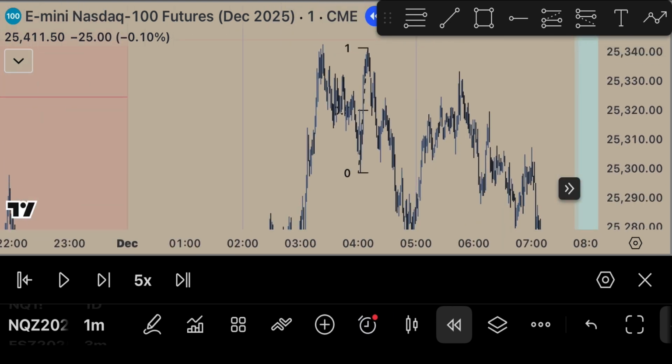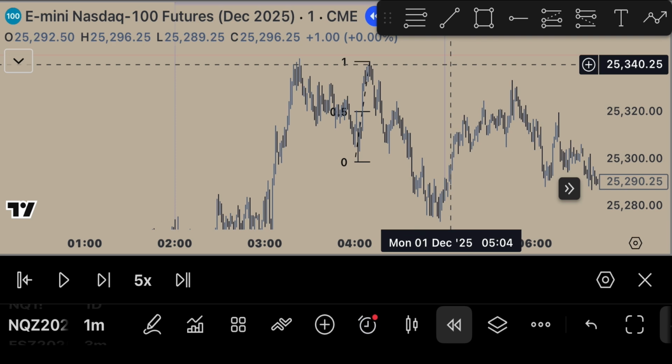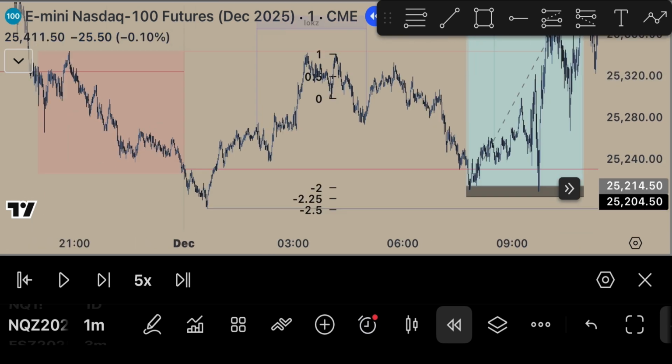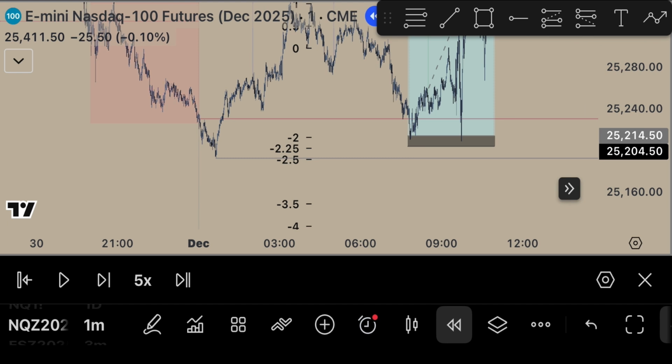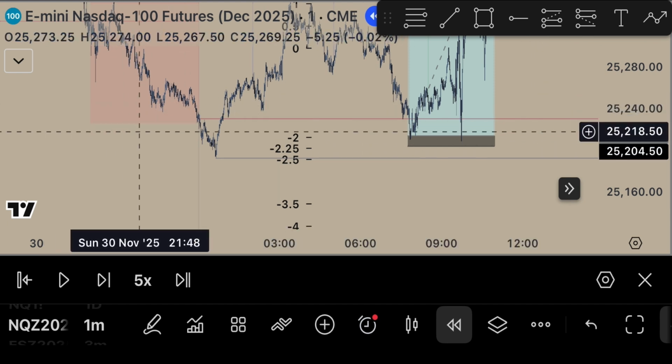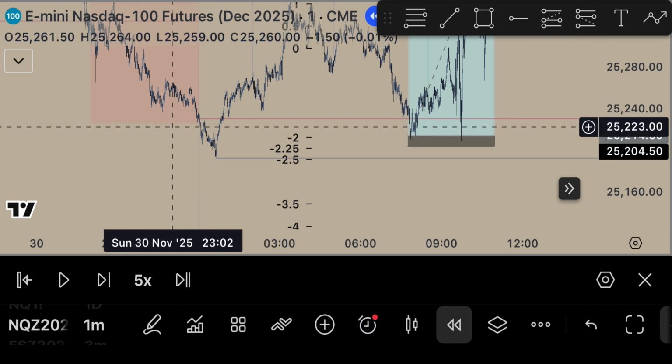Beautiful clean manipulation. And there, I just drew it from top to the bottom of the manipulation leg, and I was looking for the -2s since they aligned with Asia right here. We can see Asia lows right here. After Asia, we still had these lows, but this is actual Asia lows after it closed.